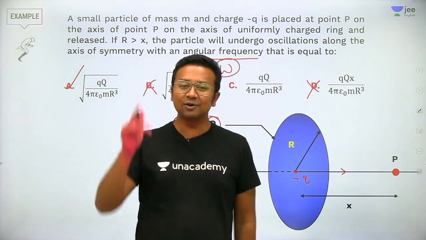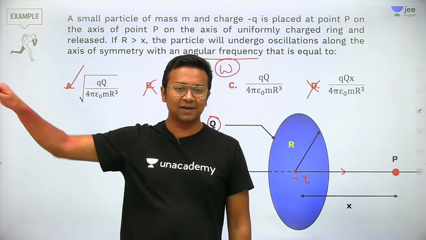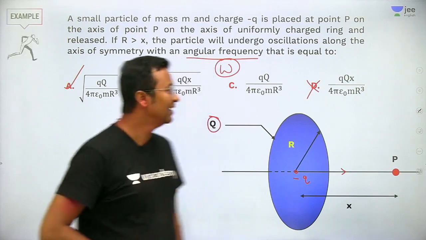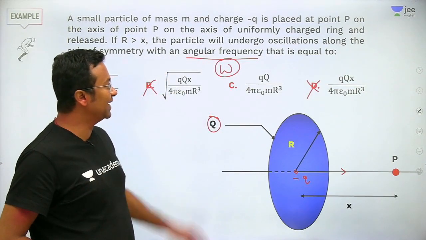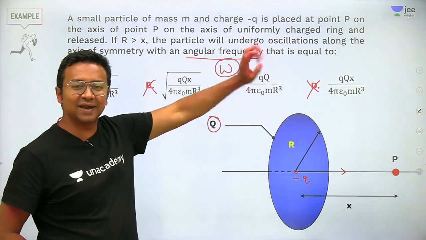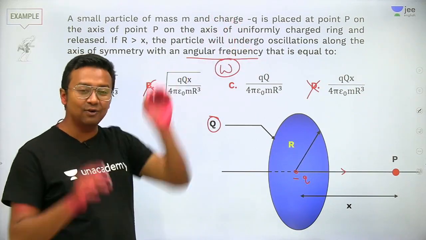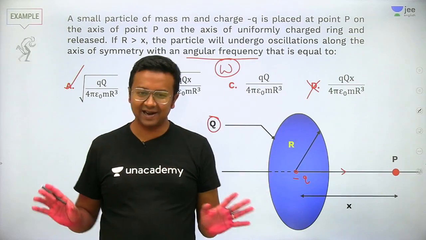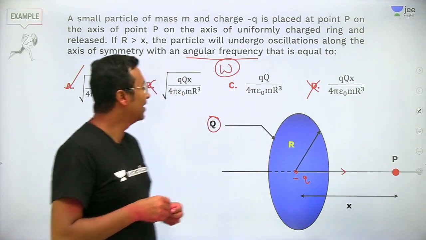Why? Because we find omega square equals to something, so omega will be root of something. That is for sure. So one thing is for sure, that by looking at the options, you can make a wild guess. Well calculated guess, not a wild guess, of what could be the right answer. Isn't it? Chalo. Now let's look at it.